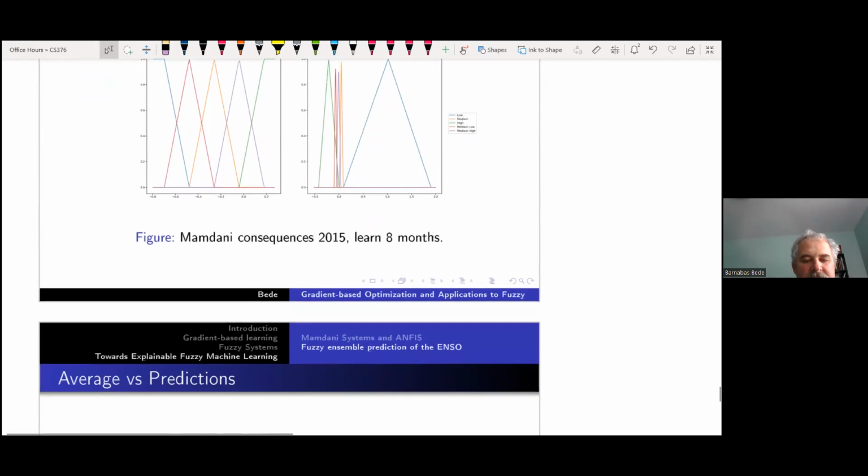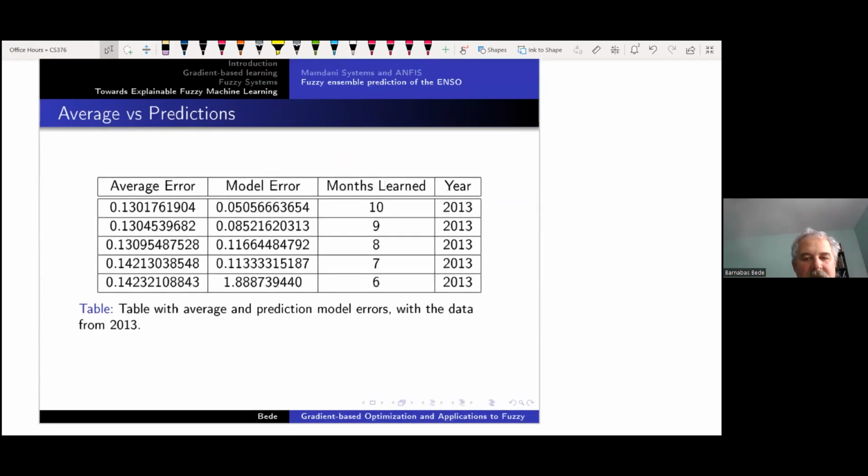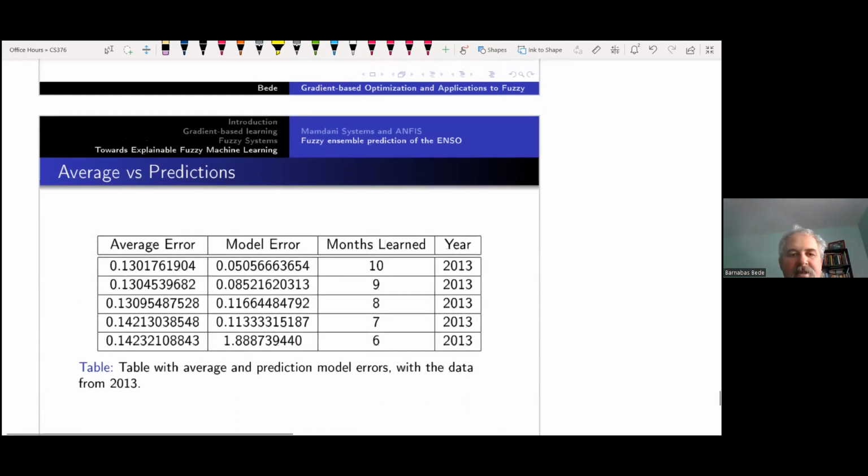So if we look at the data, we can see that on average, this is the error with the original method without the ensemble, without the fuzzy method, and these are the model errors. They are all better except the one where we just have not learned enough data yet. So if we learn enough, then you're going to have a better model in this situation using the fuzzy system.